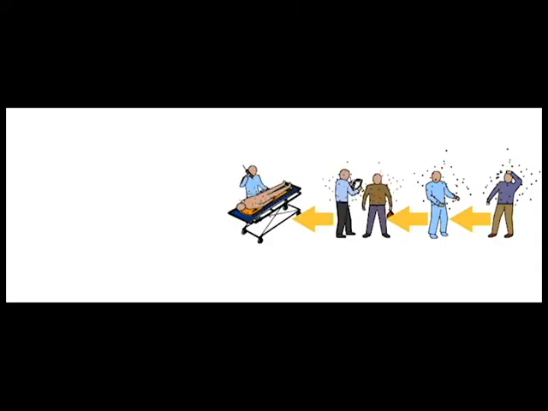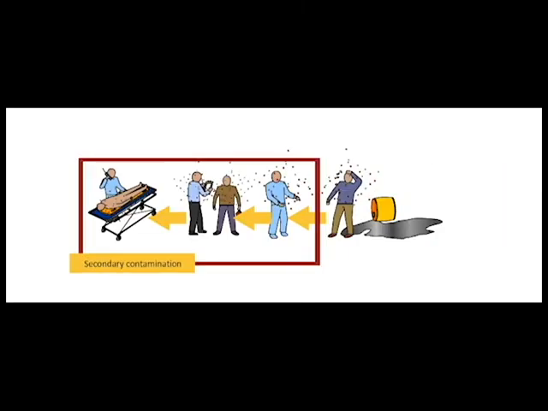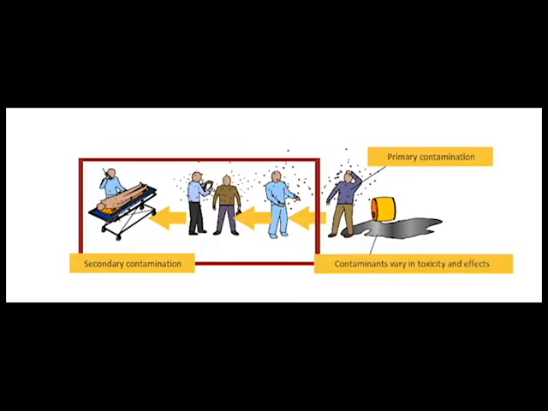When a person comes in contact with any contaminant, there is the potential for that contamination to be transferred to you, your co-workers, other patients, or your hospital itself. This secondary contamination is what emergency decontamination is designed to prevent. Secondary contamination can be just as hazardous to you and your co-workers as primary contamination. Contaminants vary in toxicity and effects, so it is difficult to predict the effects on your health, but in general, all secondary contamination is to be avoided.